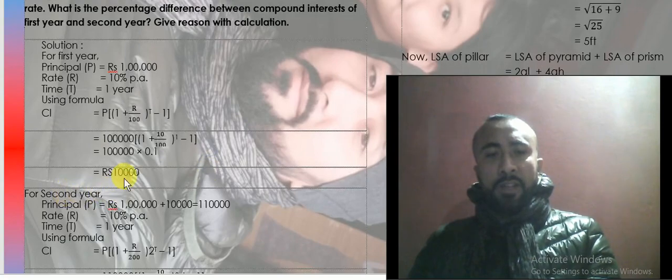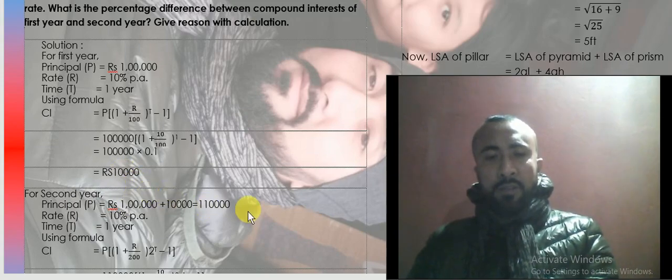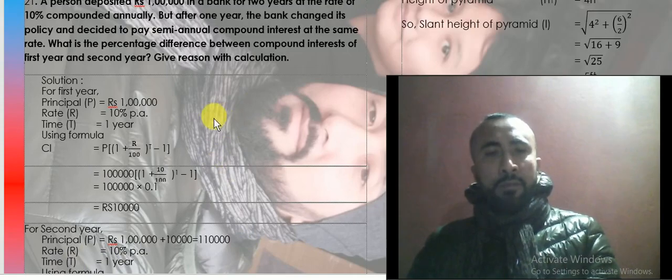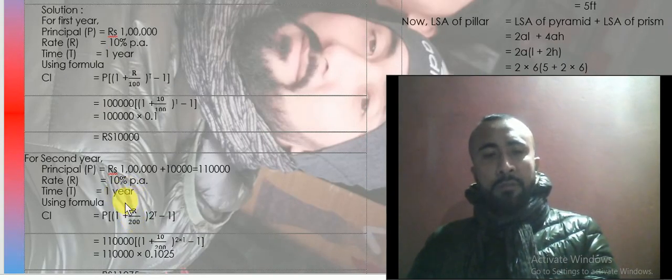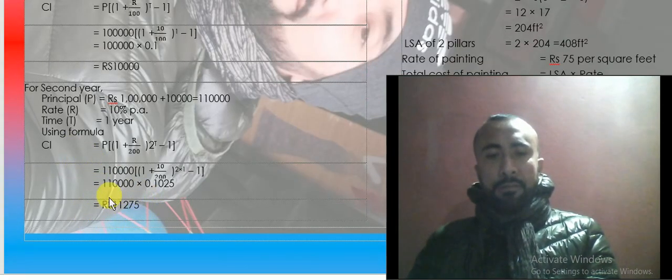Now for the second year the principal goes on increasing, because interest is added to the principal. So the principal is 1 lakh plus 10,000, that's 1,20,000, at the same rate. Here it is deposited for 2 years, so the remaining time is 1 year. Using the formula, you get the interest of the second year as 11,275.